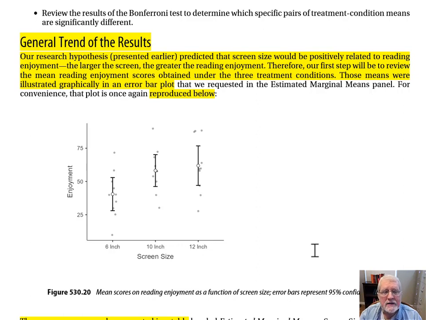They spent 2 weeks working with the e-reader that had a 6-inch screen. At the end of the 2-week period, you had them rate their reading enjoyment. The same participant then used an e-reader with a 10-inch screen, and at the end of that 2-week period, you have them give a rating of how much they enjoyed using the 10-inch screen. And then at a different point in time, the same participant spent 2 weeks with a 12-inch screen, and at the end of that 2-week period, they rated how much they enjoyed the 12-inch screen.